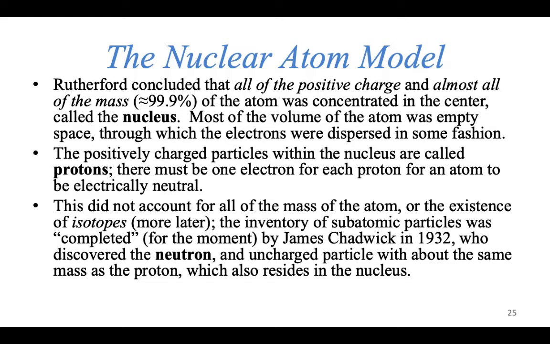Rutherford's experiment showed that most of the mass and all the positive charge was in the nucleus. It also showed that most of the atom was empty space and the electrons were dispersed around the nucleus. At the time, it was known that in a neutral atom, the number of protons is equal to the number of electrons, and that electrons have a very small mass. The number of protons and electrons in the atom did not account for all the mass of the atom. It wasn't until 1932 that James Chadwick was able to identify a neutral particle, the neutron, that is also located in the nucleus.